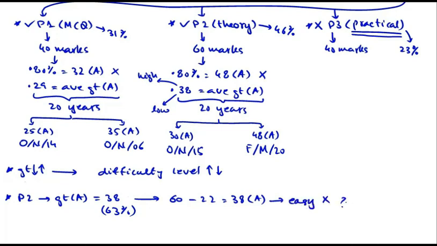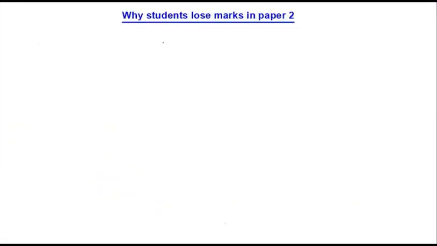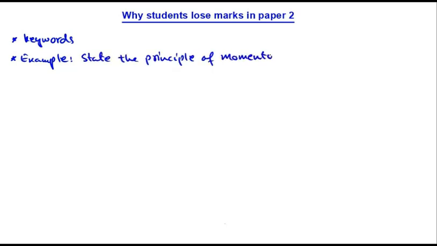Let me explain why. Actually, students, sometimes it's very easy to lose marks in paper 2. For example, a lot of students lose marks in paper 2 just by omitting the keywords from their statements and definitions. Let me give an example here. Students, sometimes in paper 2, we are asked to state the principle of momentum conservation. And this part of the question is usually for 2 marks. Now, to score full marks in this part, we should write this statement as our answer.